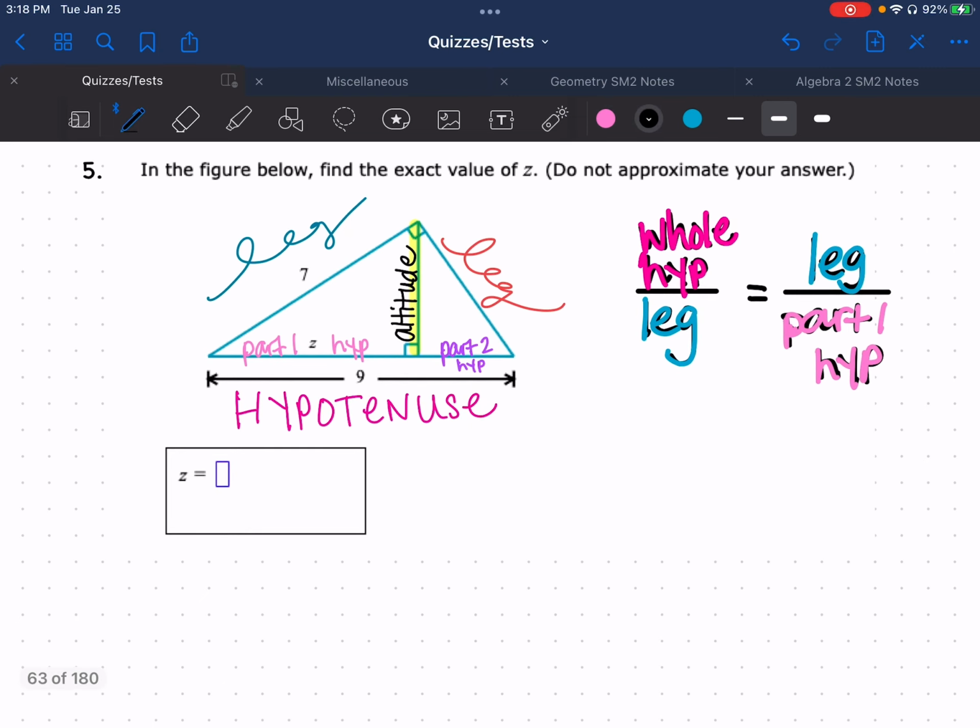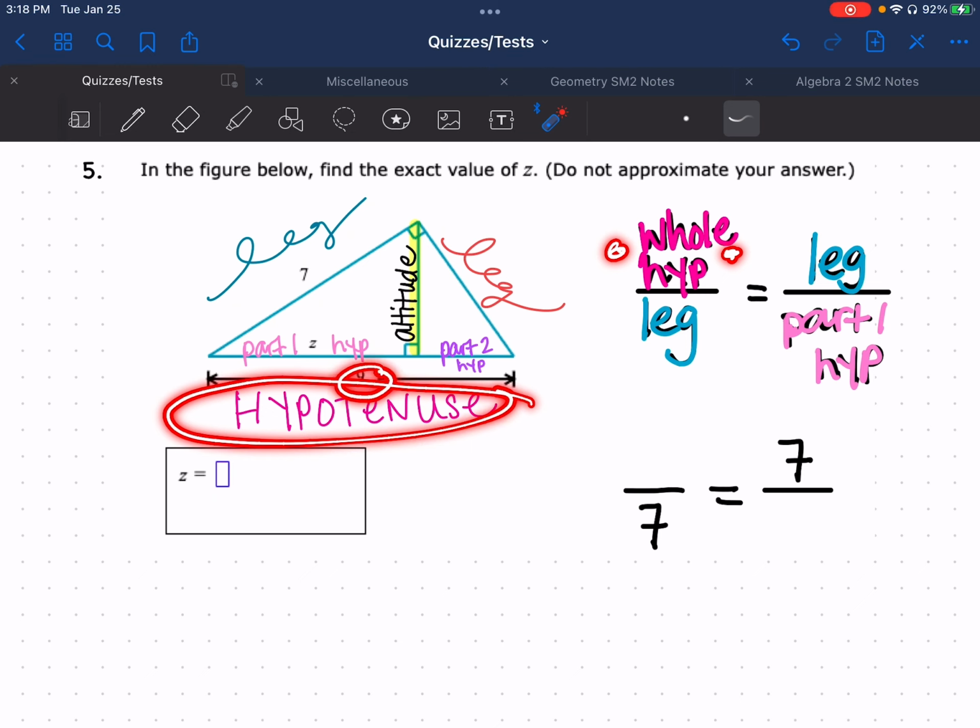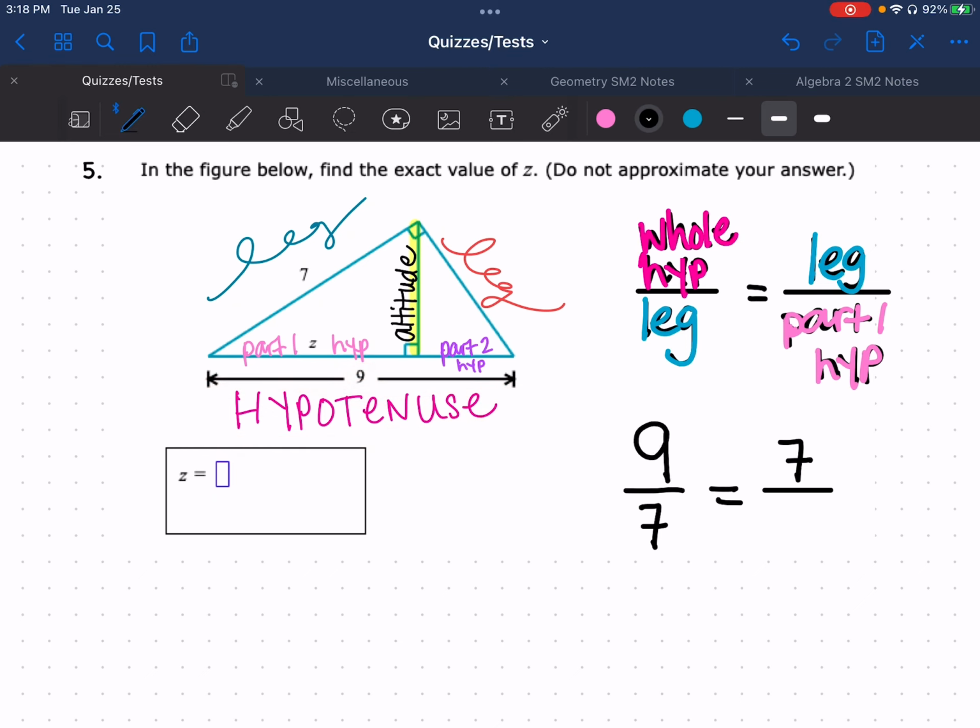All right, now that I have everything color coordinated, I can go ahead and put in the numbers like the blue 7 goes, the 7 goes there and there because as I can see, it is in blue right here. I can also see that right here on the top, I'm going to put the whole hypotenuse, so that is the number 9. And then of course, right here, my part 1 is the letter Z. I'm going to put a little line in it. I'm going to go ahead and cross multiply. So 9 times z is 9z, and 7 times 7 is 49.